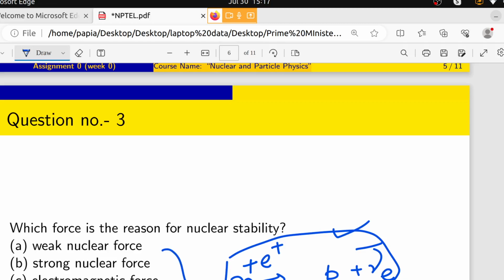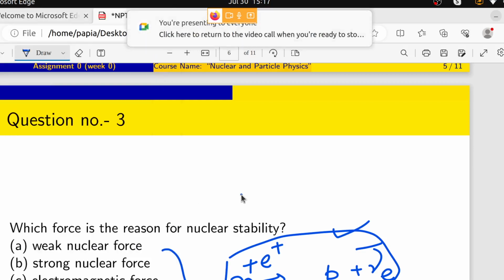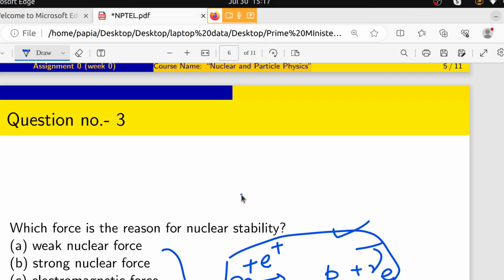But what is strong nuclear force? You can see that inside the nucleus there is a very strong stability, which is known as nuclear stability. So how is the nucleus stable? The nucleus is stable by the strong nuclear force. So the strong nuclear force is the main reason for the stability in the nucleus.